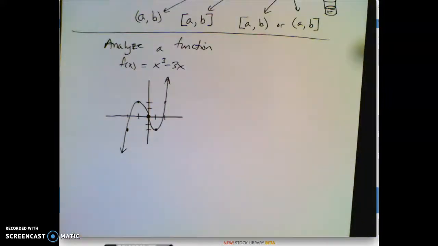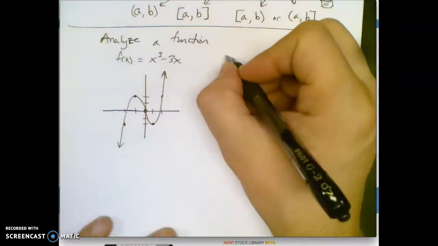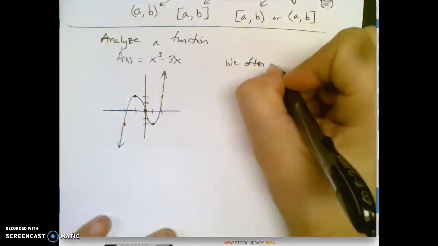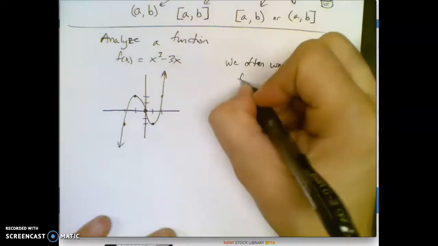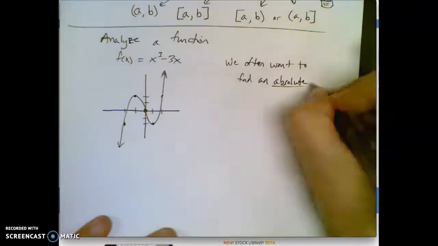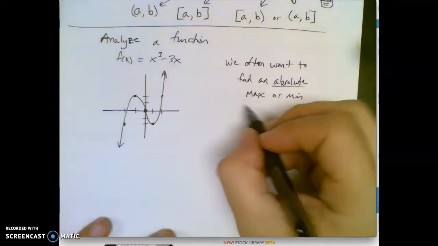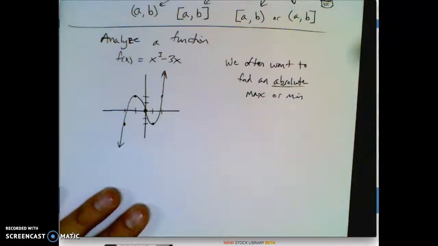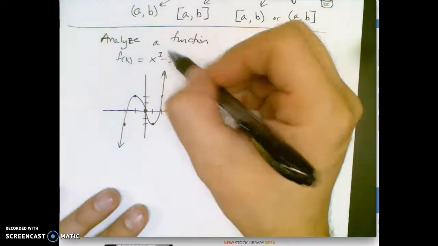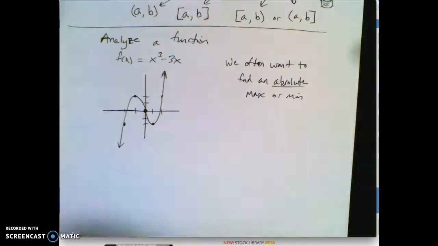So if I asked you about an absolute minimum, so we often want to find an absolute max or min. If I asked you for an absolute max or min on this whole graph, there is no absolute max or min. There is no highest y point because this goes on forever. And as soon as you think you picked the highest one, it goes on past it. As soon as you think you picked the lowest one, it goes on past it.